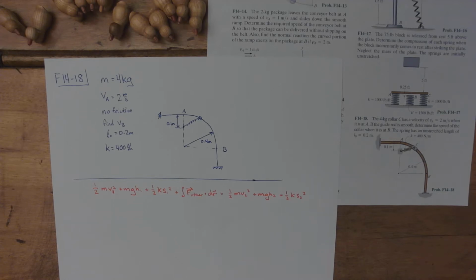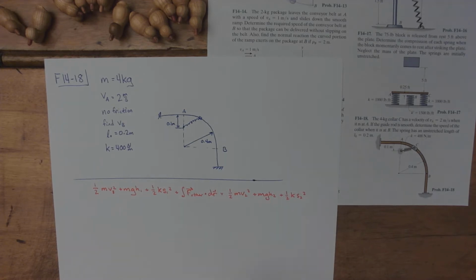This is Fundamental Problem 18 from Chapter 14. The 4 kilogram collar C has a velocity of 2 meters per second when it is at A. If the guide rod is smooth, determine the speed of the collar when it is at B. The spring has an unstretched length of 0.2 meters.